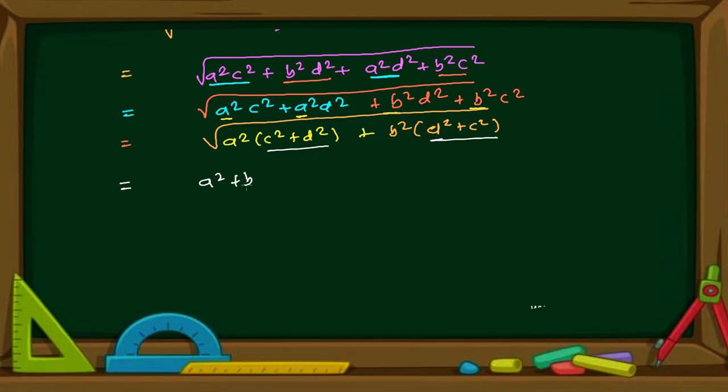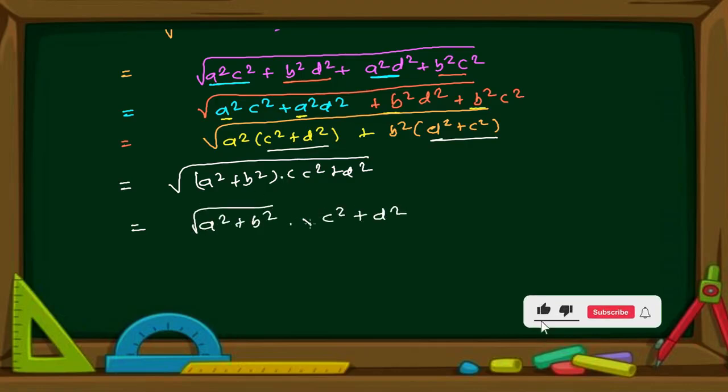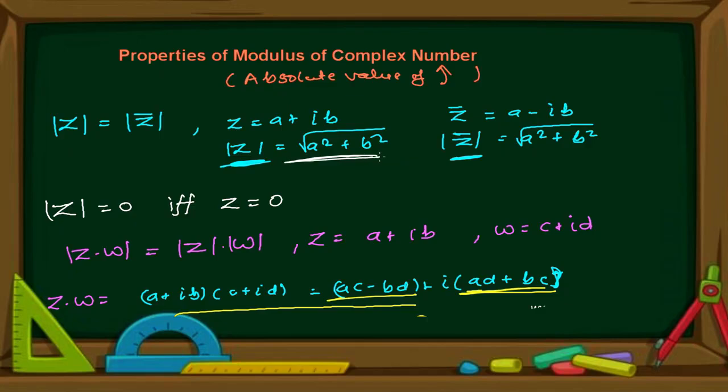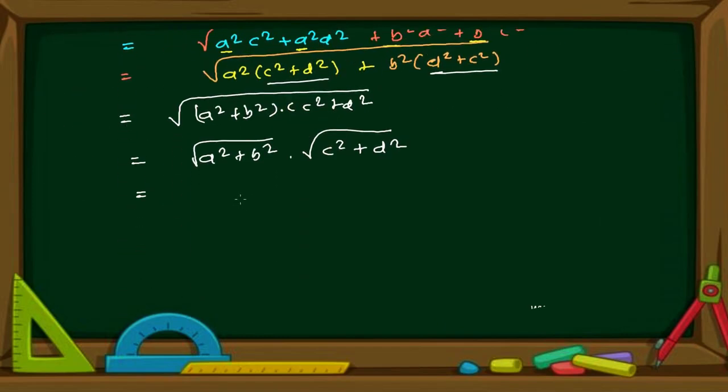Now in the next step, see both places we are having c squared plus d squared, all right? So it is a squared plus b squared and c squared plus d squared inside the root. And further, it is a squared plus b squared, this is multiplication, so it is inside the root, and c squared plus d squared, this is also inside the root. And my dear friend, what is this a squared plus b squared? Look at it here once. Under root a squared plus b squared, that's the absolute value of z, all right? So this is absolute value of z times, now this is absolute value of w.